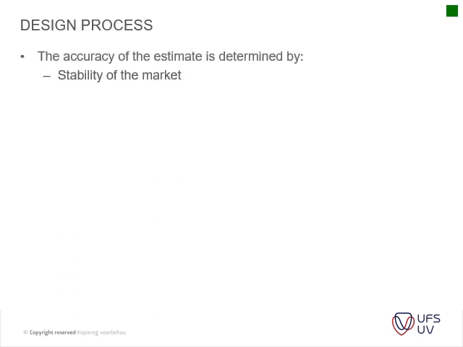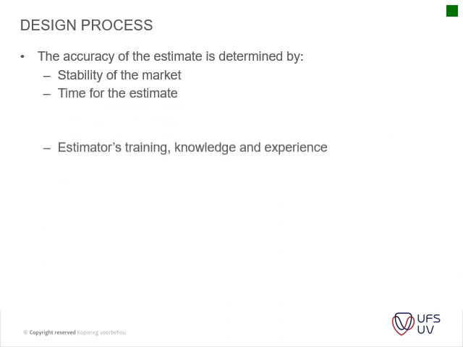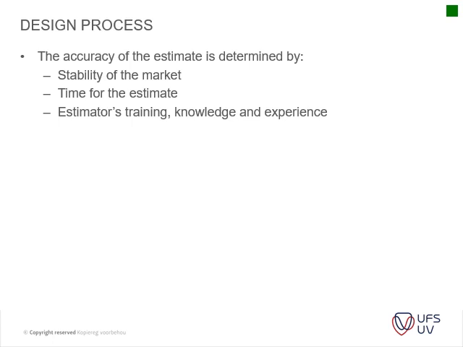Okay, then you've got your design process. The accuracy of the estimate is determined by the stability of the market, the time of the estimate, the estimator's training, knowledge, and experience. Accuracy of information is very important. If you select a certain type of tile, for instance porcelain in comparison to ceramic, it will have a big influence on the cost.